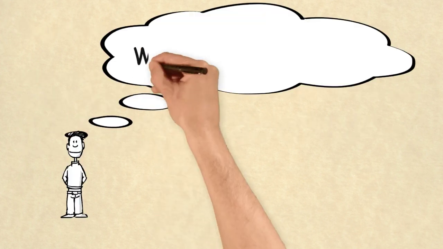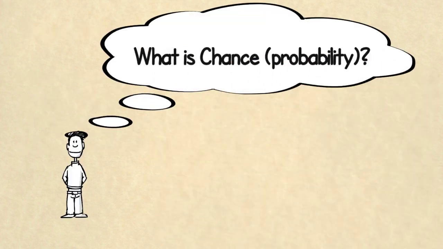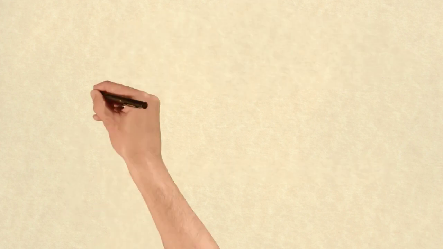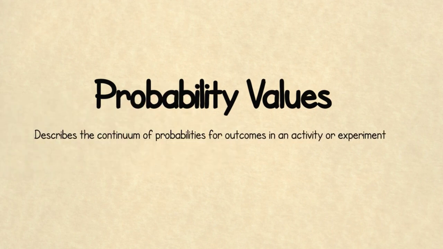So what is chance, and what do students need to know? Chance, also known as probability, is an assigned value given to a likelihood of a particular outcome occurring in a random situation. Initially, students need to understand probability value in order to apply this knowledge to the number line. The term probability values are used to describe the continuum of probabilities for outcomes in an activity or an experiment.